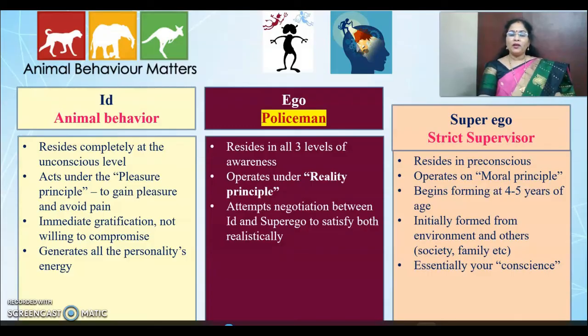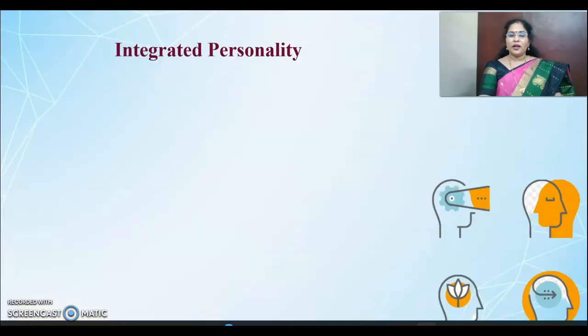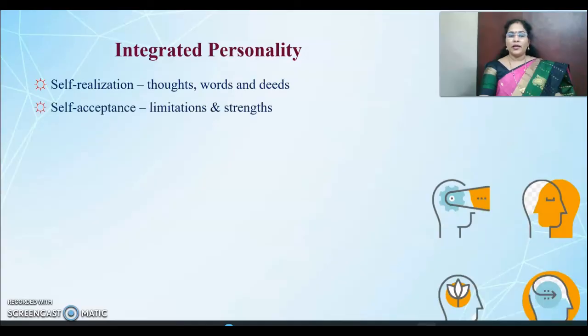So you cannot segregate the human beings into three categories. Rather, every human being comes across these three kinds of behavior, and in every situation, whichever behavior we are giving much importance, that is reflected in our personality. When we are going for superego mode, we can become an integrated personality where we can go for a self realization of our thoughts, words, and deeds, and we accept ourselves. We accept our limitations, all our negative aspects, and we accept even our strength.